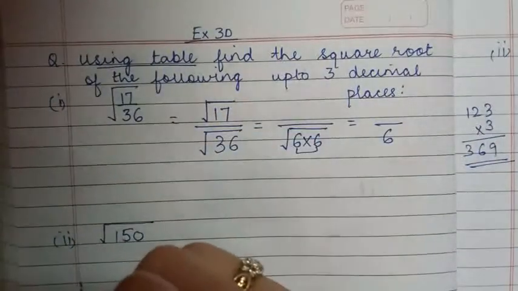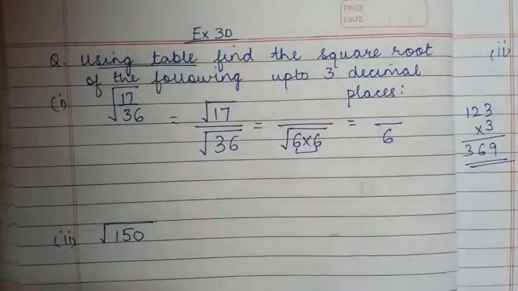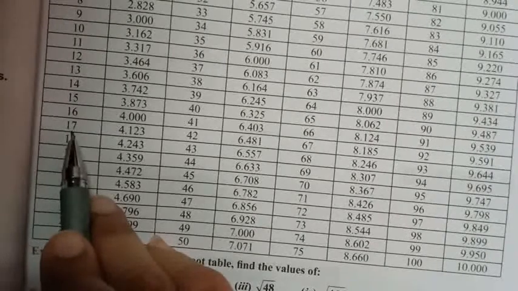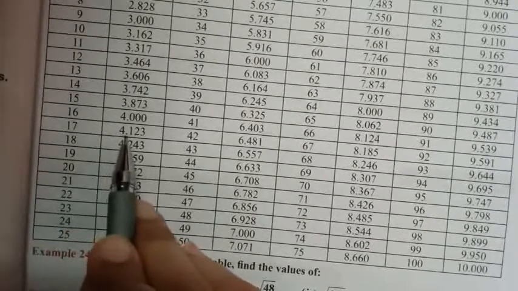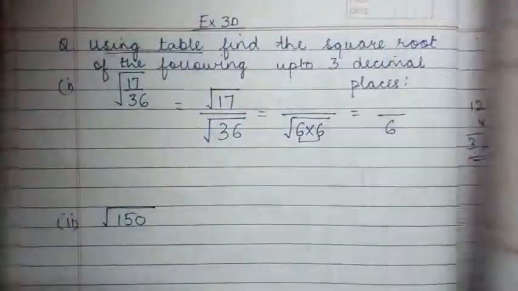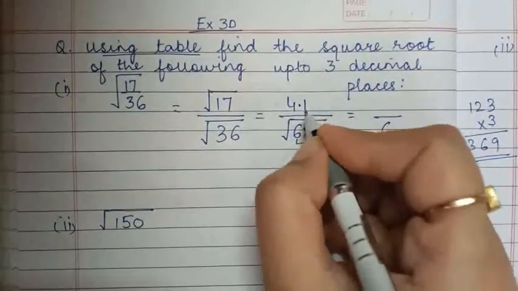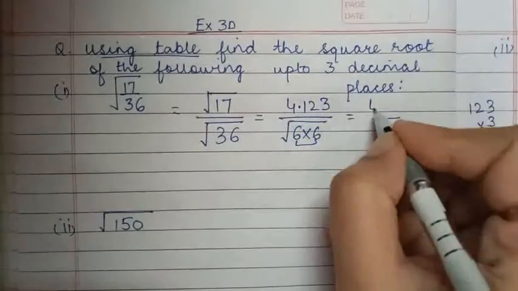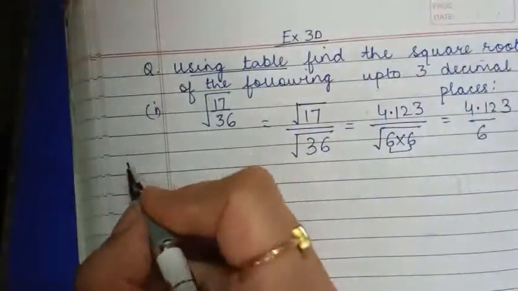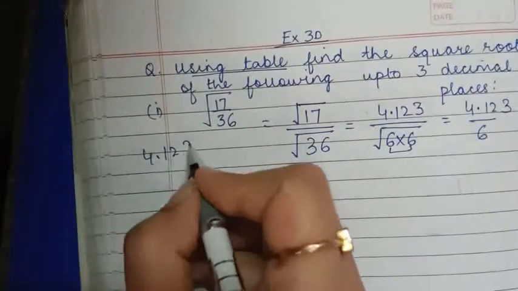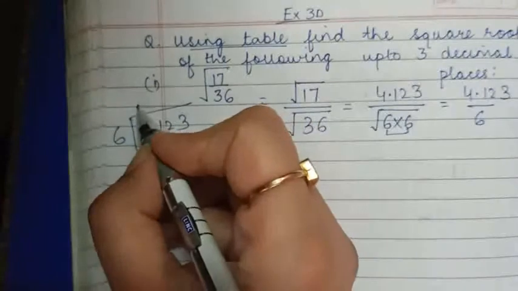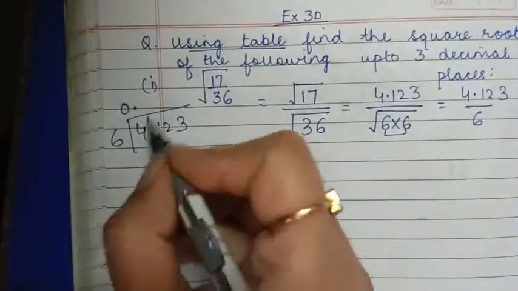I have to use the table, as mentioned in the question. So I will directly look at the table and find the square root of 17. Here it is 17, and the square root of 17 is 4.123. So I will write 4.123 here with the help of the table. Now divide 4.123 by 6. Division, you can do with decimals. We will keep the 0 decimal.